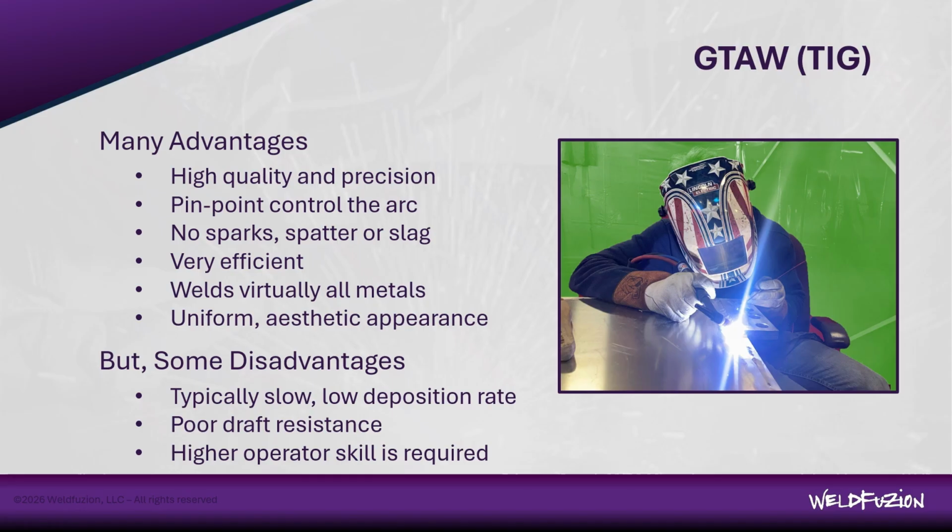TIG can weld more metals and metal alloys than any other arc welding process, and it's capable of high purity aesthetic weld beads that are uniform and consistent. But it's a slow process with a low deposition rate. It's very manual. It has poor cross-draft resistance, right? It uses argon or helium shielding gas in most cases, and any bit of a draft can blow your shielding away and compromise your weld. And it requires more skill than other processes.